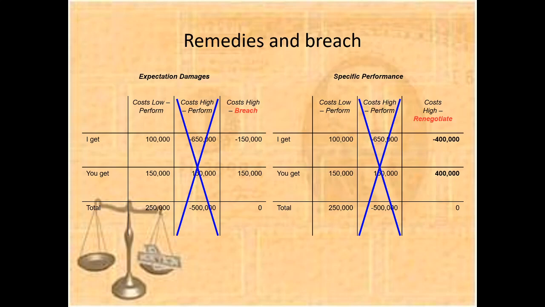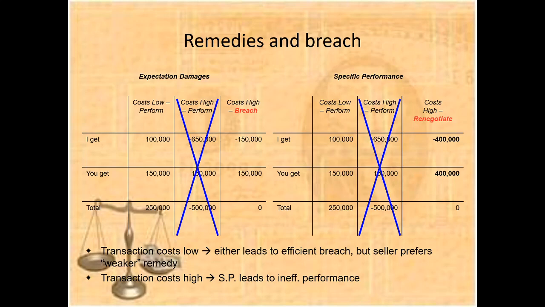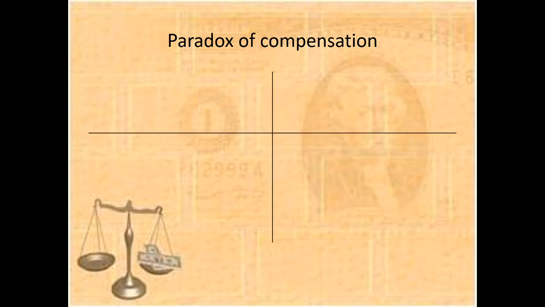Okay, so this is the case with negotiation, and then we apply our earlier theoretical proposition that when transaction costs are low, either leads to efficient breach, but the seller prefers the weaker remedy. That is this first one, expectation damage. So if you have a transaction cost which is very high, SP leads to inefficient performance. That is, specific performance leads to inefficient performance.